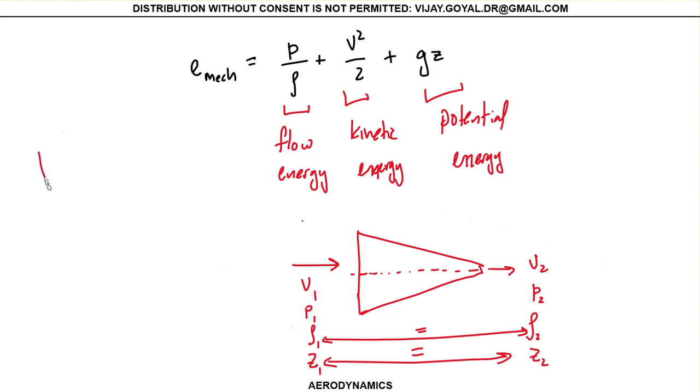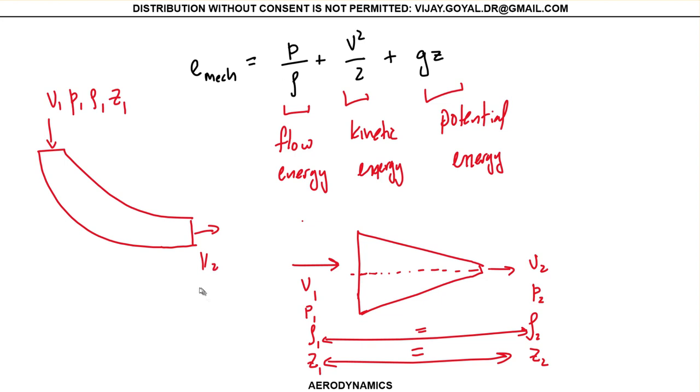Now, if I had a case where the flow did something like this, you have a velocity coming in here, a pressure here, a rho here, and a z here. And these may be different at this location: V2, P2, rho 2, and z2. Since all these are different, you can see that there is a delta z there, right? So in this particular example, you will have the potential energy.